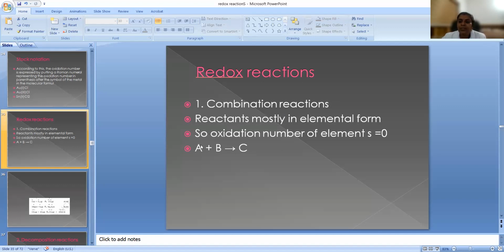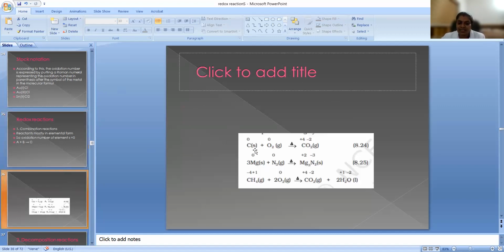In a combination reaction, usually the reactants must be elements and their oxidation number should be 0. Okay, so let us see some examples. Here we can see the example of carbon and oxygen. All these reactants are in the elemental form. So carbon is converting into +4, so it is undergoing oxidation. Oxygen is converting into -2, so it is undergoing reduction. So it is a redox reaction. Again, magnesium goes from 0 to +2, nitrogen from 0 to -3. So this is also a redox reaction.